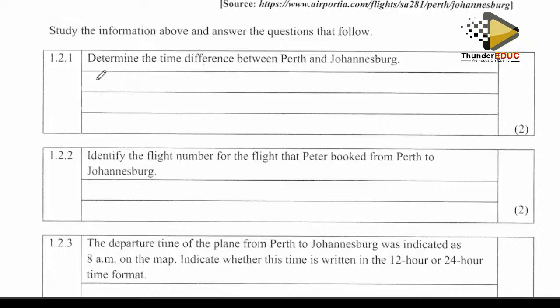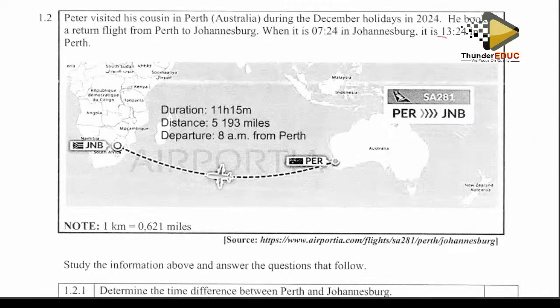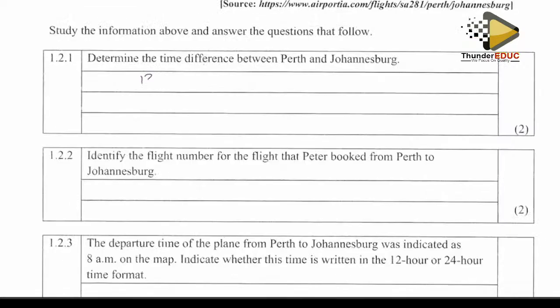Study the information above and answer the questions that follow. Determine the time difference between Perth and Johannesburg. We shall take this time minus this time. So the difference is 13:24 minus 7:24, and this is 6 hours.